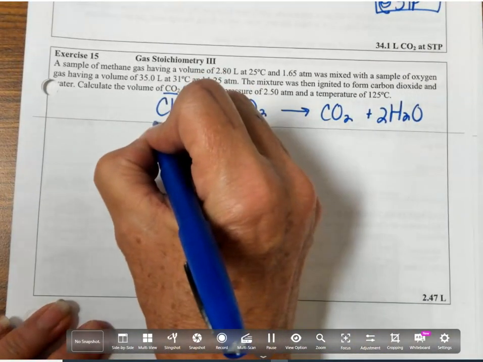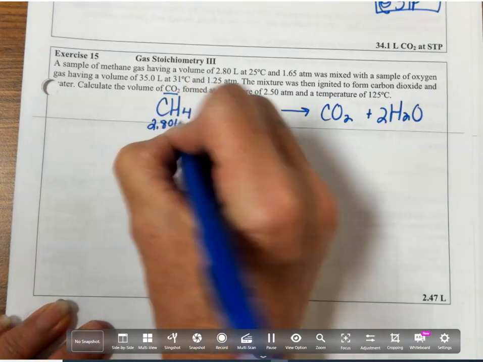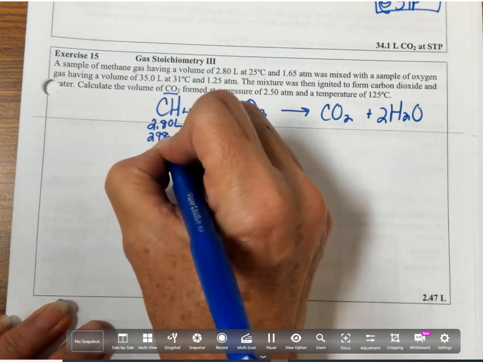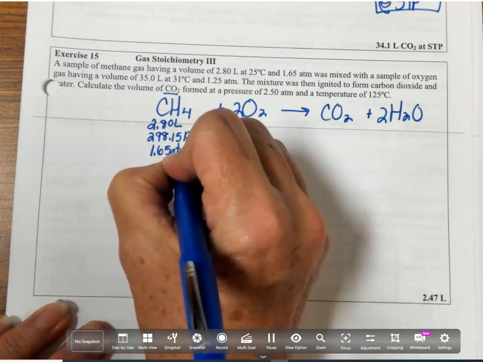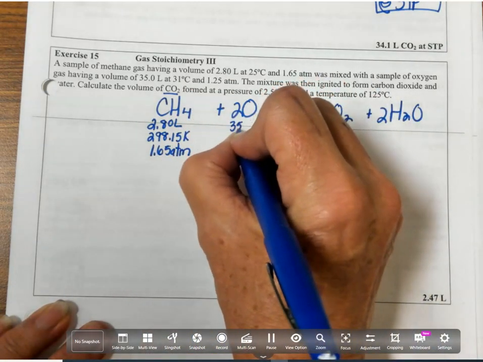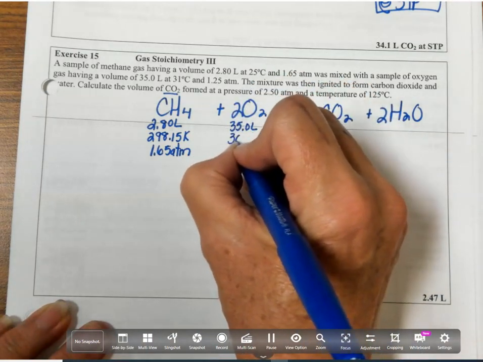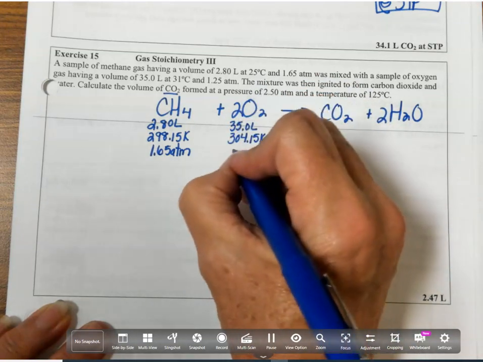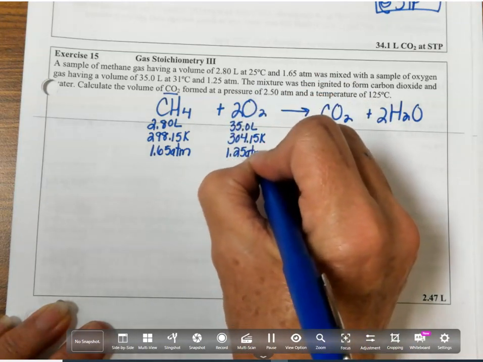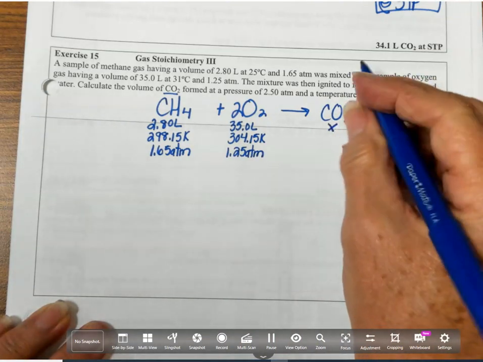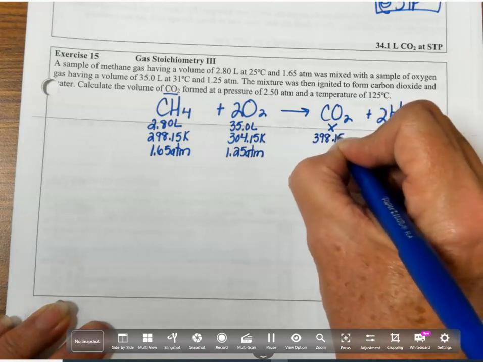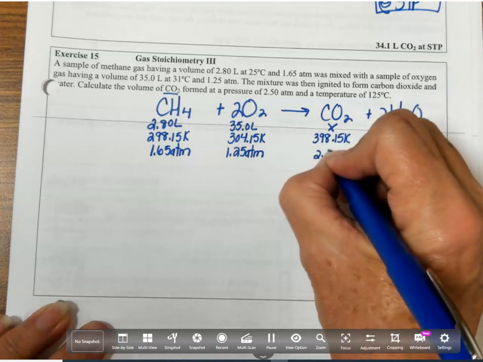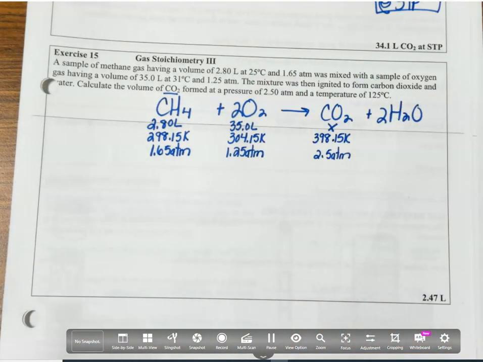Let's organize everything. So this says I have 2.80 liters. I have it at 298.15 K, and it's at 1.65 atmospheres. Oxygen I have at 35 liters, 304.15 K, and 1.25 atmospheres. And I'm going to go to some volume. I don't know what this volume is, but I know that my carbon dioxide is at 398 K and 2.5 atmospheres. So this is where I want to go.